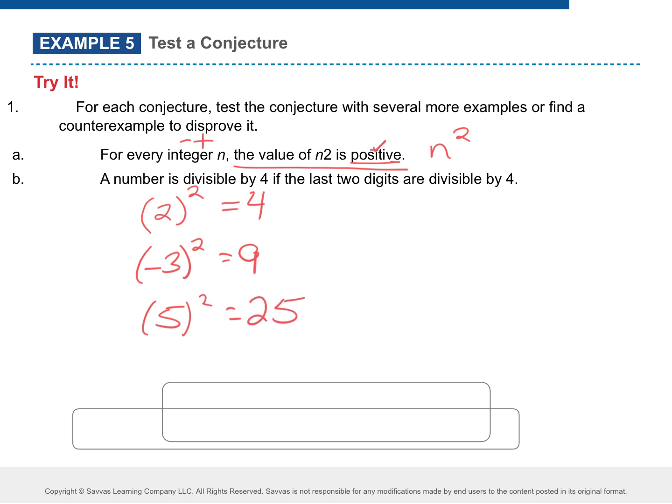Yes. Do you agree that there is no counterexample to this? Yes. Why? Because it's always going to be positive.